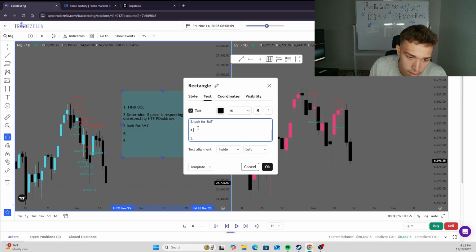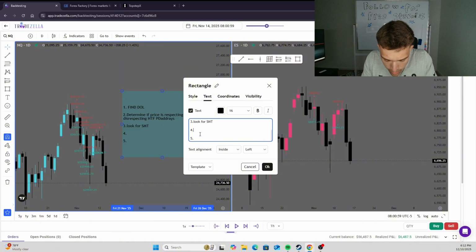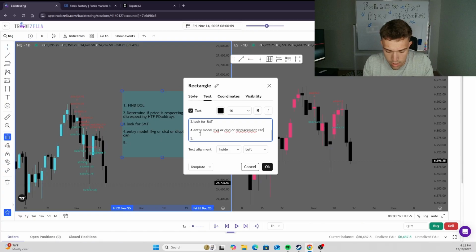All right, number four. Number four is our entry model, which is IFVG or CISD or displacement candle. One of the three is going to be my entry model. IFVGs, if you don't know what an IFVG is, come on, man, it's pretty simple. It's when price inverses a fair value gap to the other direction. So you have a bullish fair value gap, price comes down and closes below it. That is an inverse fair value gap. That is an entry we use.